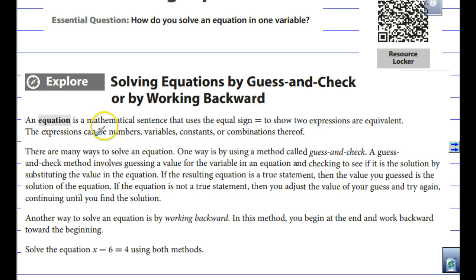We're going to talk about 2 methods. We're talking about guess and check. You want to highlight that if you have a highlighter or underliner. And we're going to talk about working backwards.